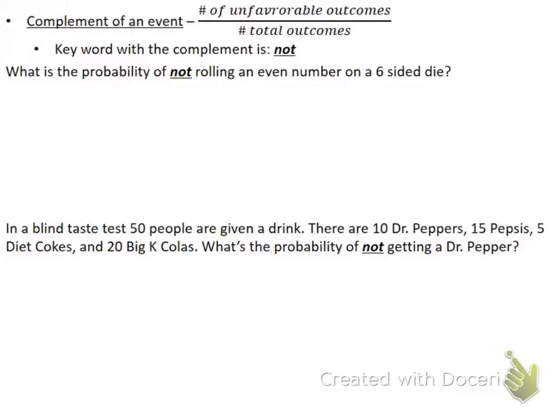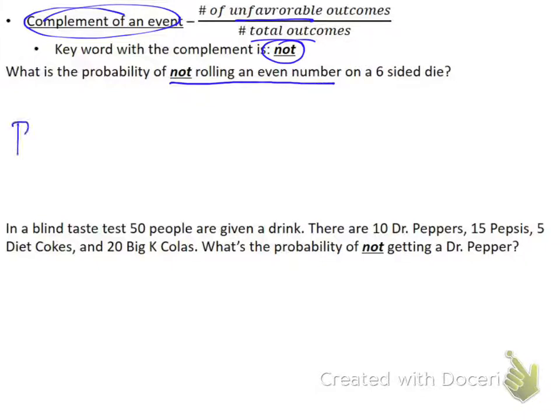On the back side of the notes, what we have is the complement of an event. So for these, up at the top here, we're going to have unfavorable over total. It'll really be the same thing as we did on the front, just with the complement, we're going to have the word not thrown in there. So with the first, what's the probability of not rolling an even number on a six-sided die?